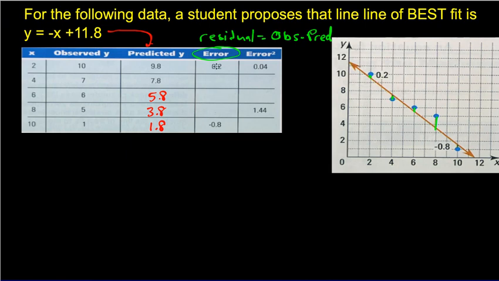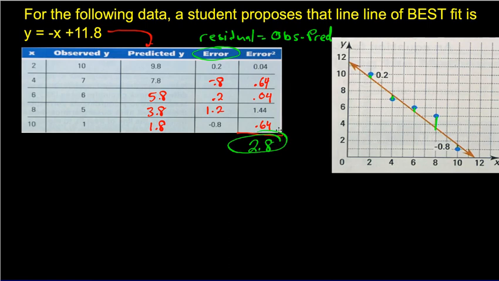Then we're going to find the errors, so we're going to do observed minus predicted, the residuals also, so negative 0.8. 6 minus 5.8 is 0.2. And then 5 minus that is 1.2. And if you add up this total, just like we did with standard deviation, the residuals or the errors, we're going to get 0 every time. So come on over here and square them. We're just going to square them to get rid of our negative signs. 0.64, 0.04, 1.44, and then 0.64 again. And then we're going to total these. And this should be 2.8.